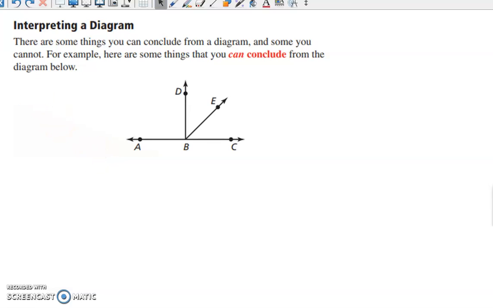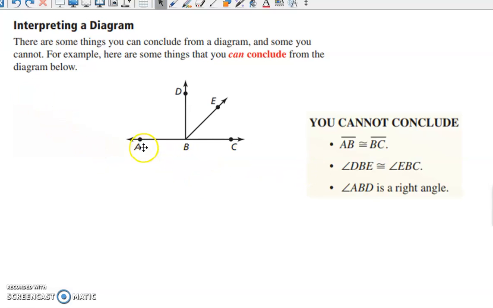We cannot conclude that AB is congruent to BC, even though B is between. Between does not necessarily mean that it is a bisector. Okay, it looks similar, but it could be 0.1 off. What if this is 5.1 and this is 4.9, right? It would be 0.2 off.